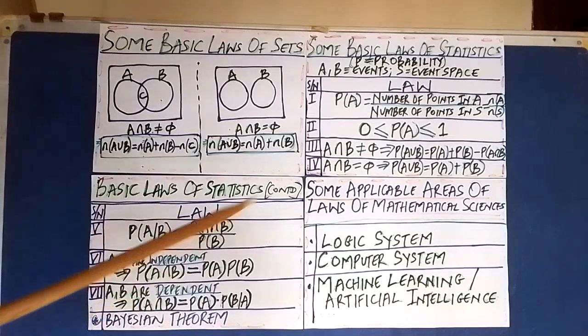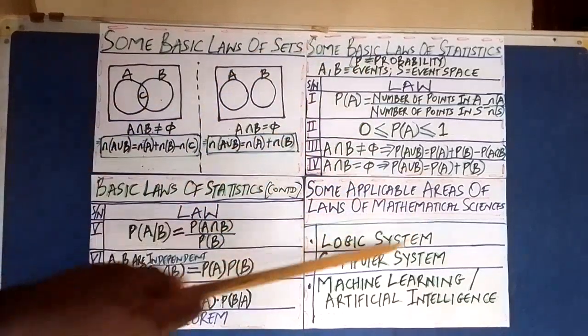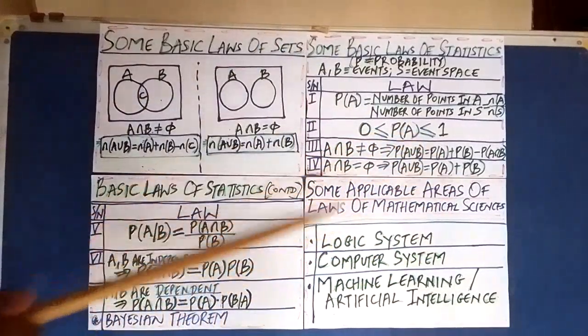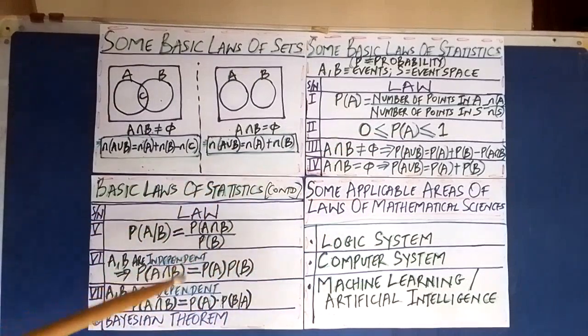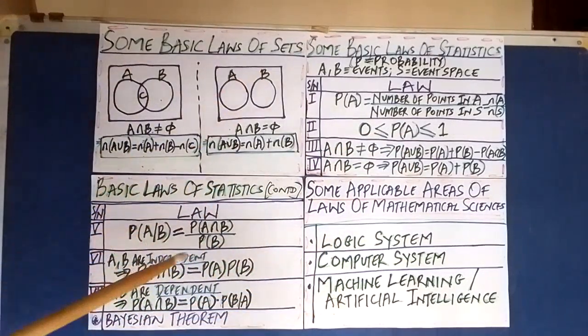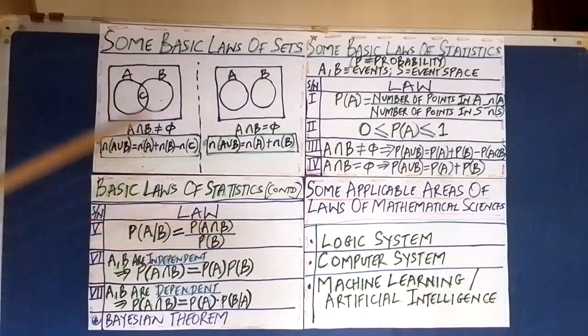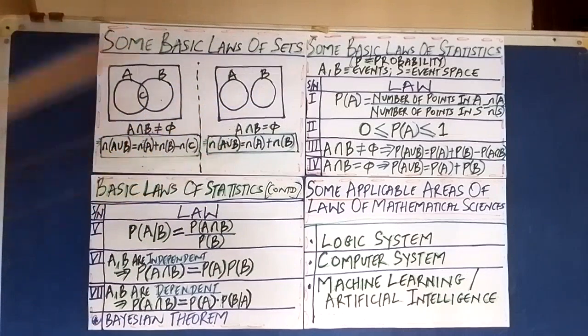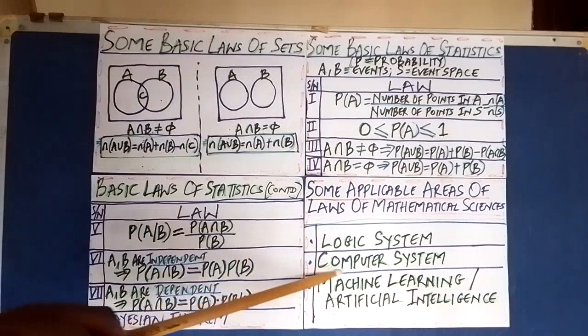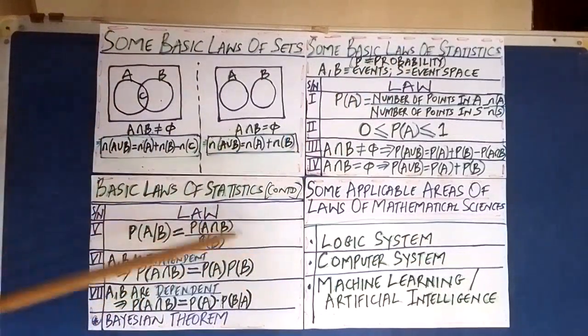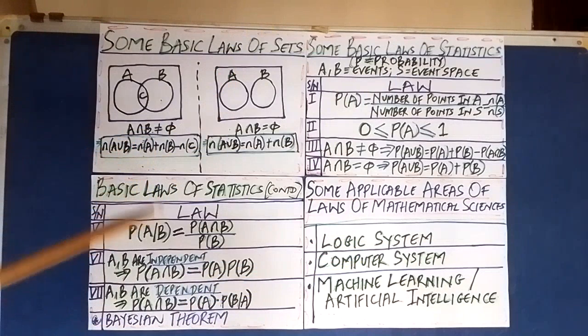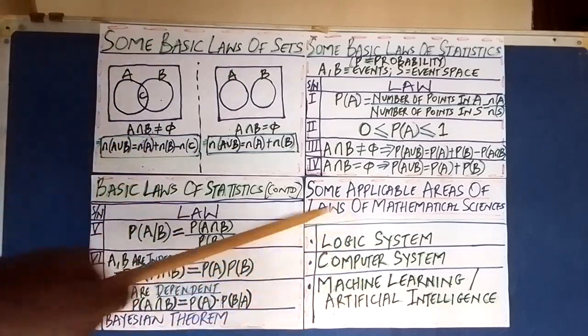And of course, I want to just mention a few applicable areas of the laws of mathematical sciences. We have mentioned machine learning and artificial intelligence. We can talk about logic systems. The logic system is based on conditions. If this happens, this can happen, and so on and so forth. Then computer systems in general, that's the basis of computer systems when you talk about the concept of logic: or, and, nor, and so on and so forth.